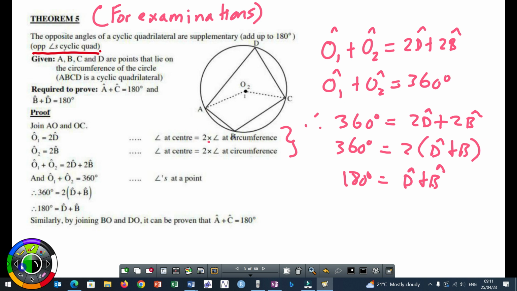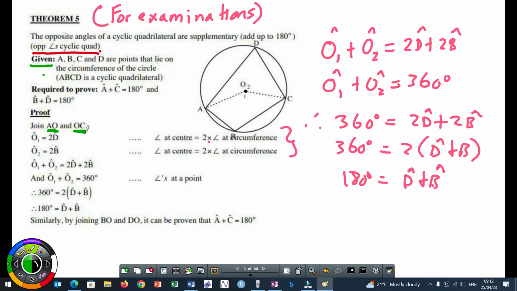If you're asked to do the proof, you'll be given 4 points on the circumference, A, B, C, D. Then you need to do some kind of construction to prove that angle A plus angle C is equal to 180, or angle D plus angle B is equal to 180 degrees. So you construct two radii, that is OA and OC. You join A to O to create radius AO, also join C to O to create radius OC.